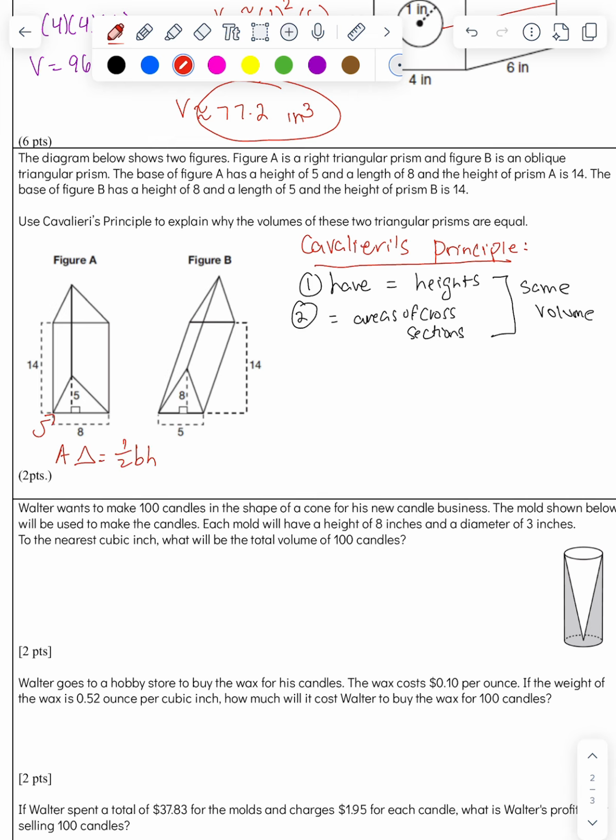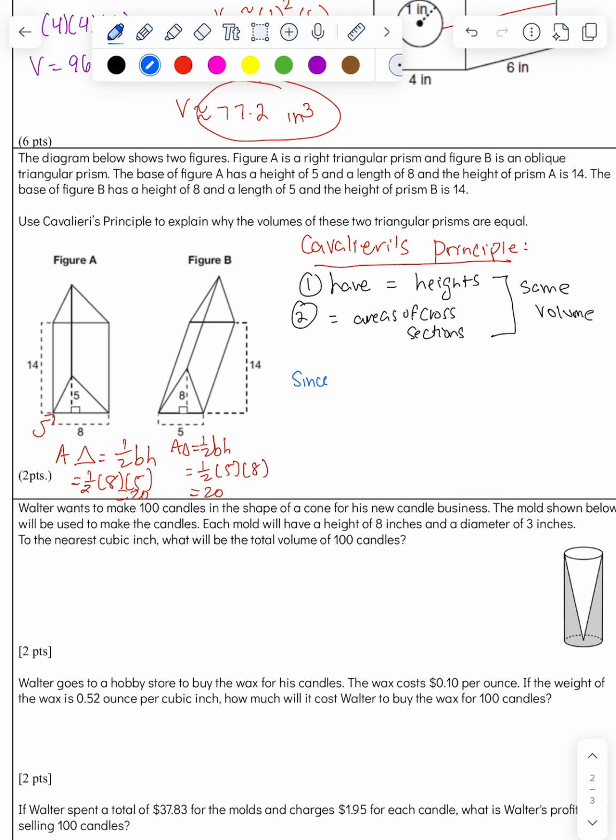And on this one, we would be plugging in 8 for the base and 5 for the height. And that gives you 20. And on this one, finding the area of the base, we would be plugging into the same formula. And this time the base is 5, but the height is 8, but it works out to be the same 20. So the triangles do have the same areas, and that's what the cross section is going to be parallel to the base. So I'm going to write this down.